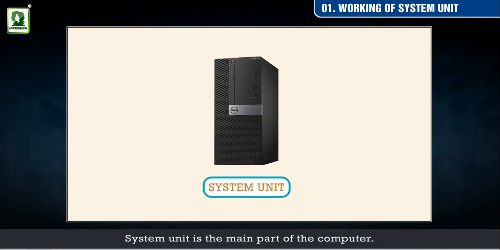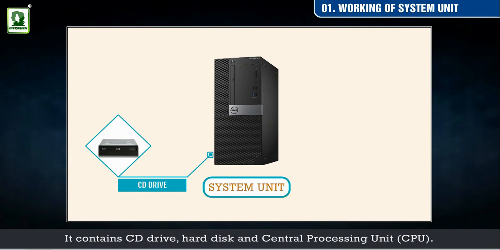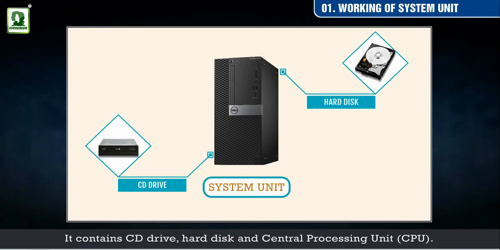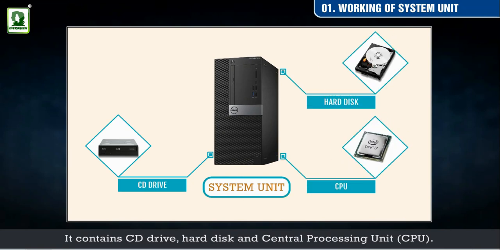System unit is the main part of the computer. It contains CD drive, hard disk, and central processing unit, CPU.